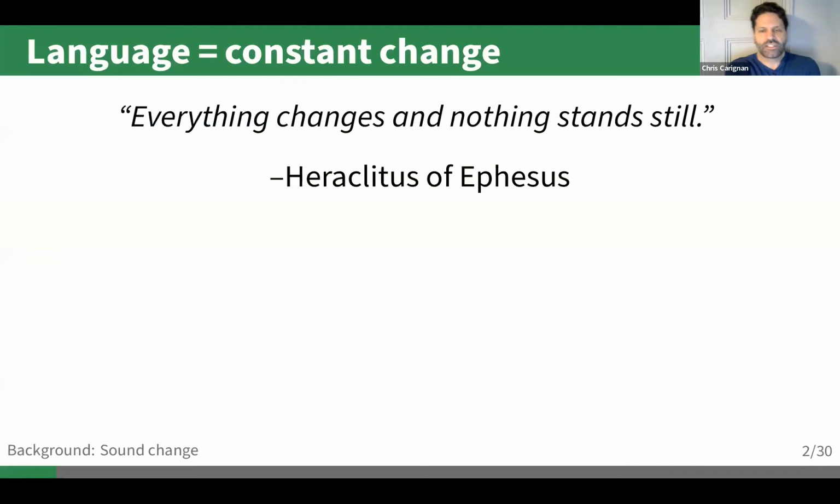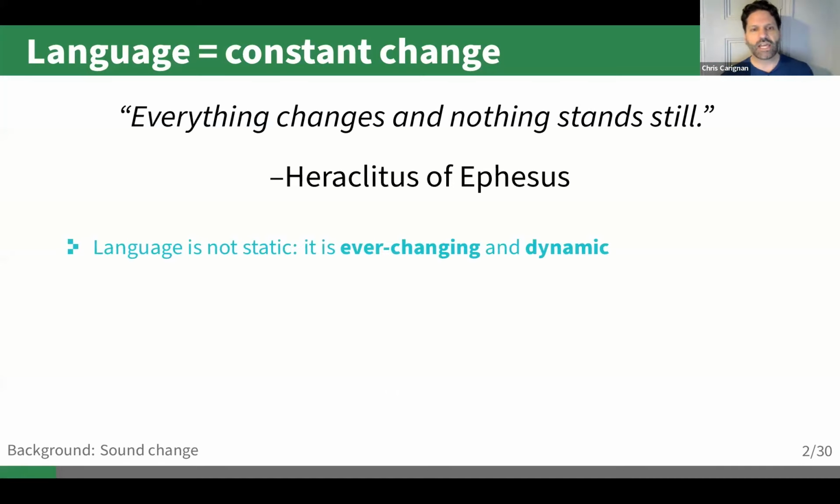We're discussing this concept that we're well aware that there are lots of things in our lives where we can say that the only constant about them is that they change. But as linguists, we're especially aware that this is the case for language. So language is not static, it is ever changing and dynamic, not just in the synchronic sense, but also, with regard to this talk about sound change, in a historical sense.